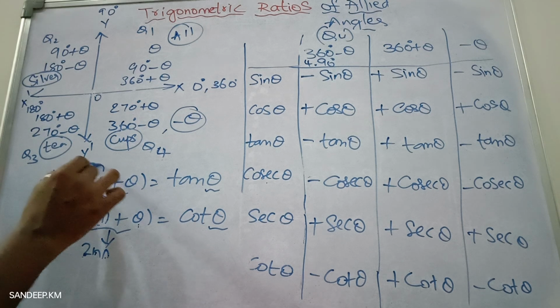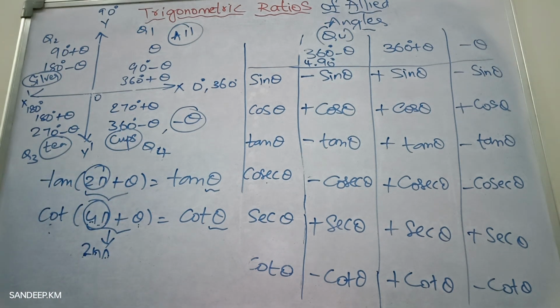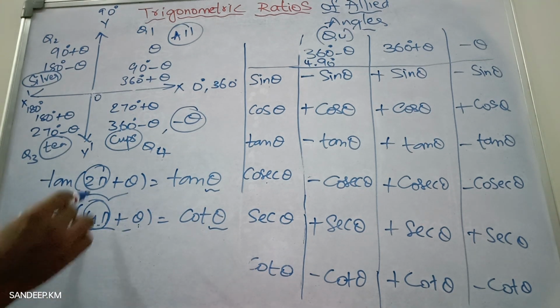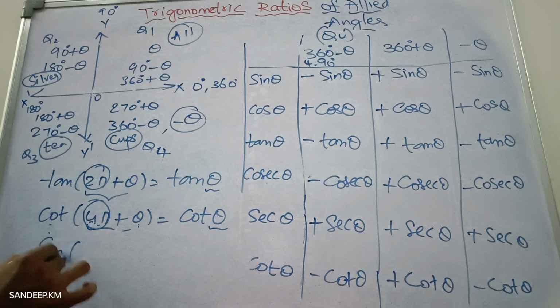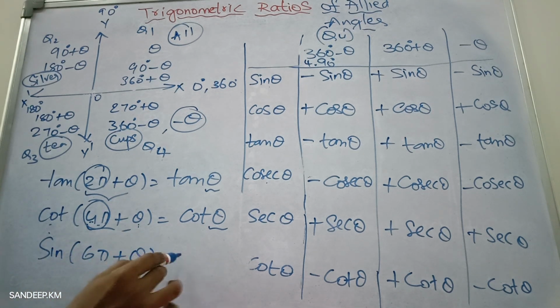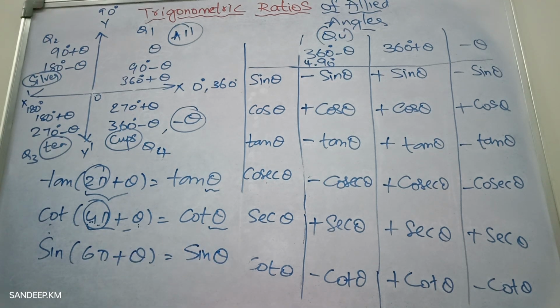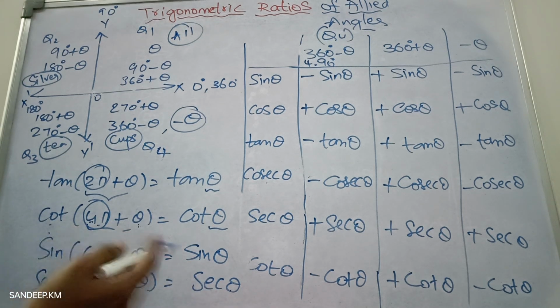So whenever this angle is a multiple of 2 pi, the trigonometric ratios remain as they are along with the sign. So what is the next multiple of 2 pi? For example, sine of 6 pi plus theta. It is a multiple of 2 pi, right? So it remains as it is, sine theta. Secant of 8 pi plus theta. Again it is a multiple of 2 pi, right? So it remains as it is, sec theta, and so on. So keep this in mind. These two are coterminal angles, they remain as they are.